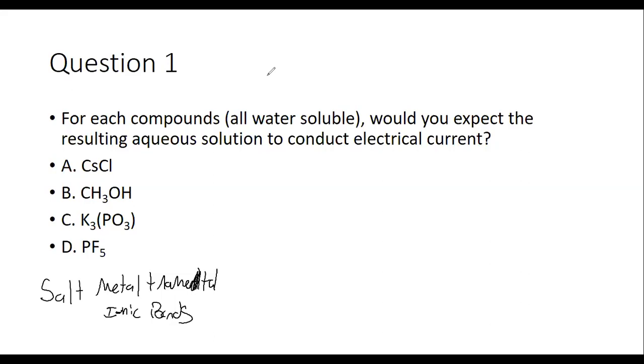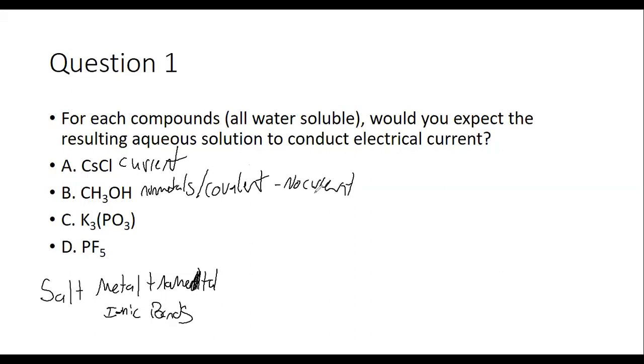So number one, we have cesium chloride. Cesium is a metal. Chlorine is a nonmetal, which means we have ionic bonds. So that will be current. Next, we have CH3OH, methanol. All of these are nonmetals, so they're all covalent bonds. So the way I taught you, it would be no current.